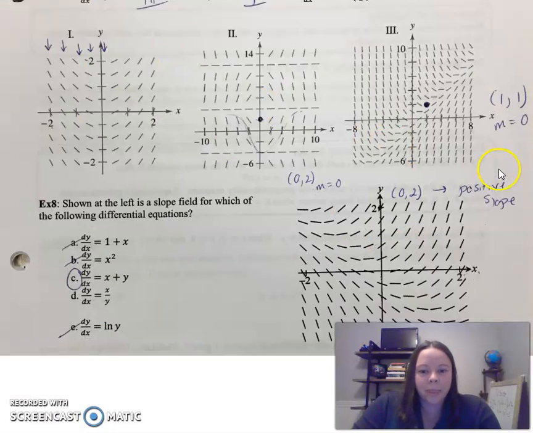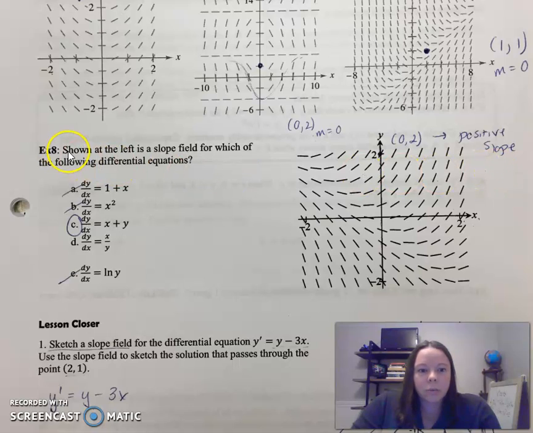All right, and then here's another one. Shown at the right is a slope field for which of the following differential equations does this one fit? Automatically, the first thing I do is look horizontally and vertically. Are they all the same? No. So that means anything that's dependent on one variable is out. So I can rule out A, B, and E right from the get-go. So you're down to these two options.